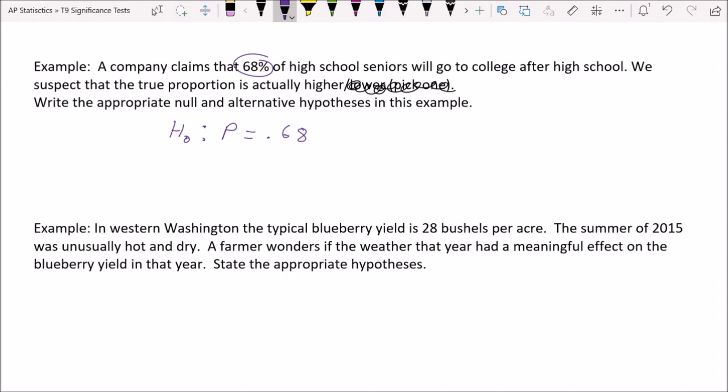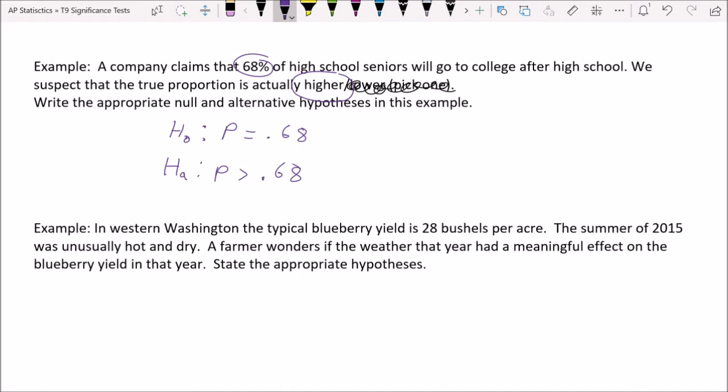Now we're also going to write the alternative hypothesis. The alternative would be, and notice we said right here, I made the decision that we're going to try to see if actually it's higher than that. So the alternative might be that p is greater than 0.68. Okay, and so that's the thing in our study that we're looking for evidence for.